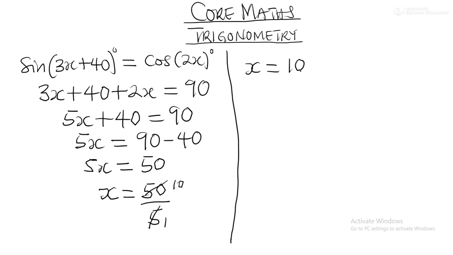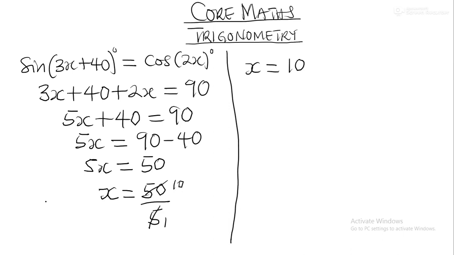So we got x to be 10. Wherever we see x in the equation, we put 10 there. So 3 times 10 gives us 30. 30 plus 40 is 70. Now 2 times 10 gives us 20. So 20 plus 70 gives us 90. So it means that this angle and this angle are complementary, and therefore this condition holds. So that is all about the trigonometric ratios of complementary angles.